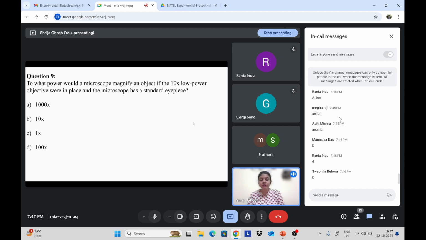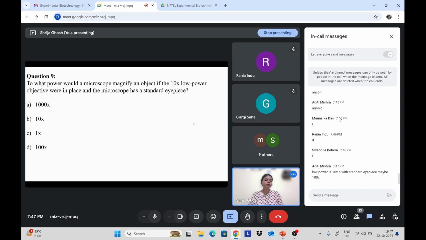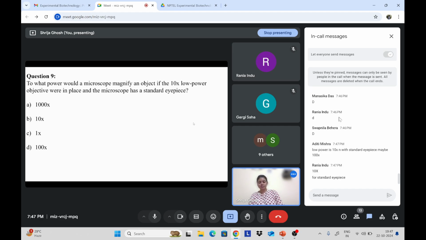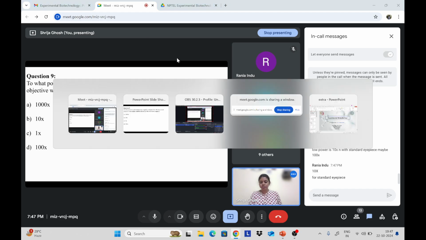Okay, three people have now answered option D. Can any of you write the magnification that we get from a standard eyepiece or the logic behind 100x? Low power is 10x, that's standard eyepiece. Yes, so standard eyepiece is of 10x. So basically, yes, you guys are right. So we have a 10x objective and then the eyepiece is also 10x. So the magnification is multiplicative always. So we have 10x multiplied by 10x. So that's why we get a 100x of magnification.